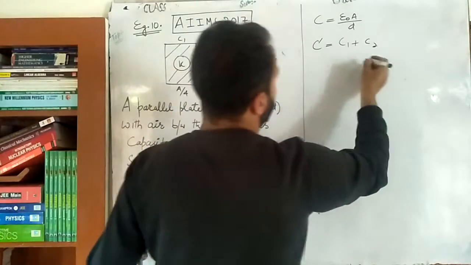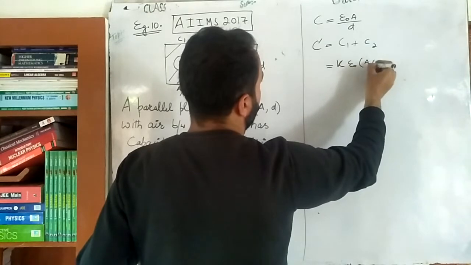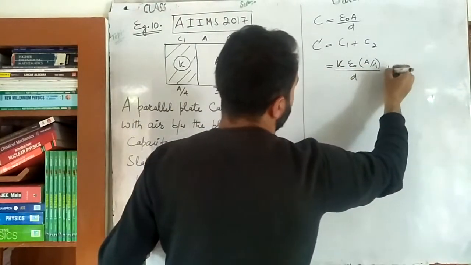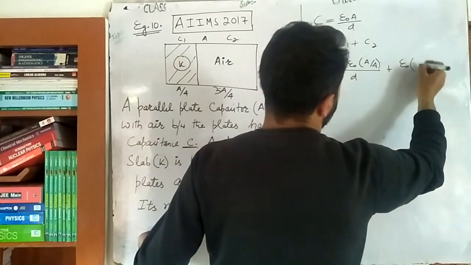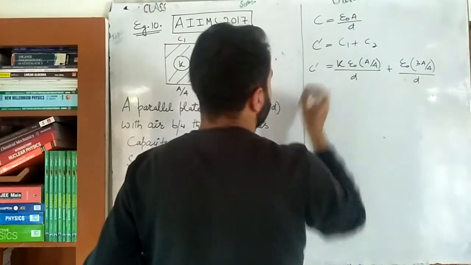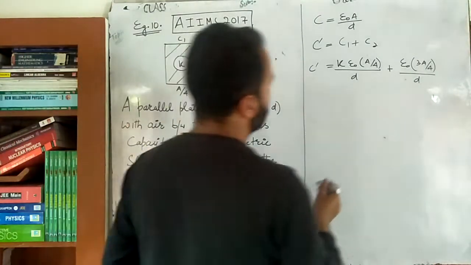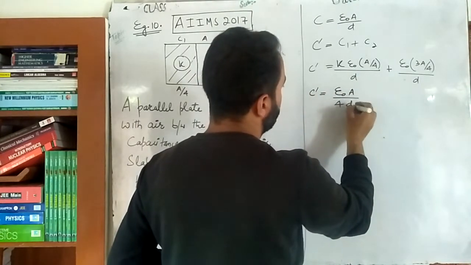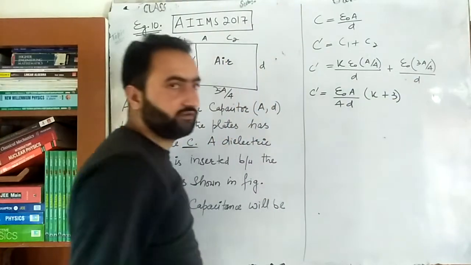Now the capacitance of this will be equal to, with dielectric constant K, K epsilon naught, its area is A by 4, divided by the separation between the plates, that is D, plus then this one has a dielectric constant of how much? 1. So it is epsilon naught multiplied by its area 3A by 4, whole divided by D. This is C dash. Now what I will take common is epsilon naught A by 4D. So C dash will be equal to epsilon naught A divided by 4D, and we are left here with K, and here we are left with 3. So K plus 3.